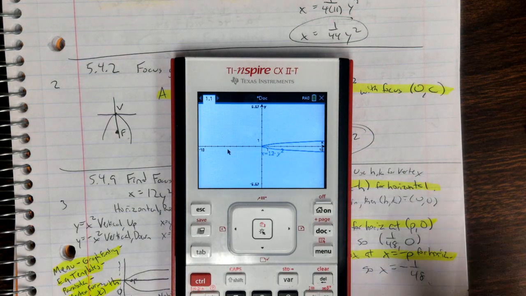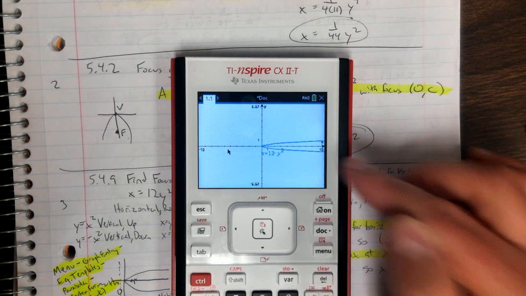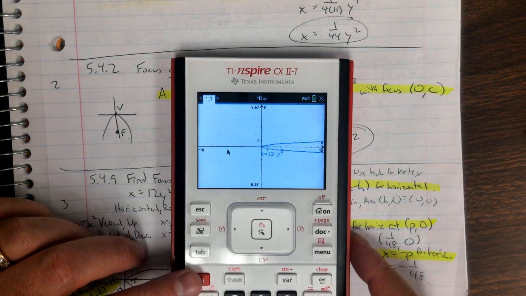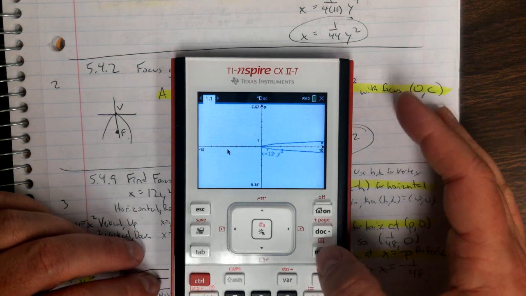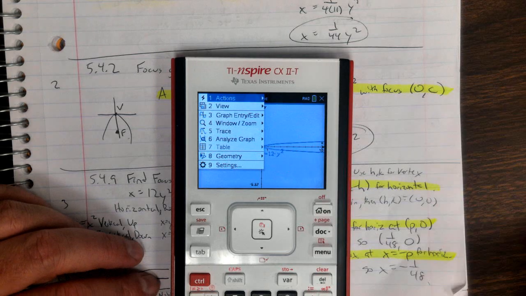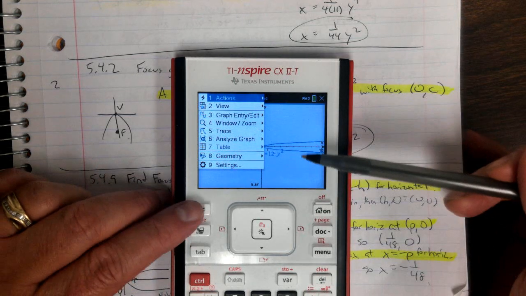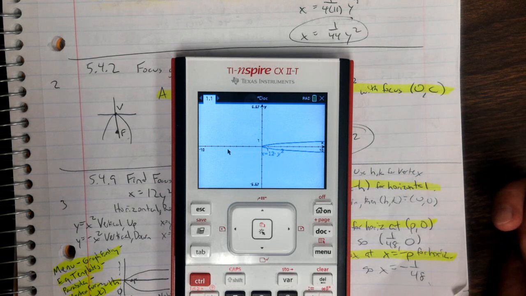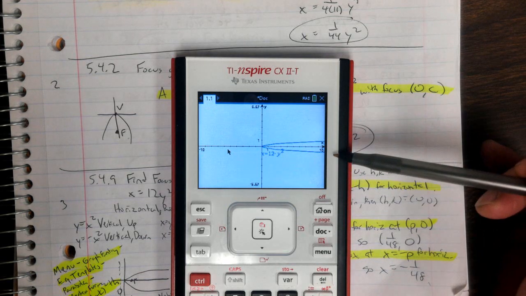So when you do that, it graphs it for you. Now, you can't do the Control T for the table because it's not a function. Also, if you tried menu and then table, it's disabled. The reason is because there's more than one y value to the x values. But that is what it looks like.